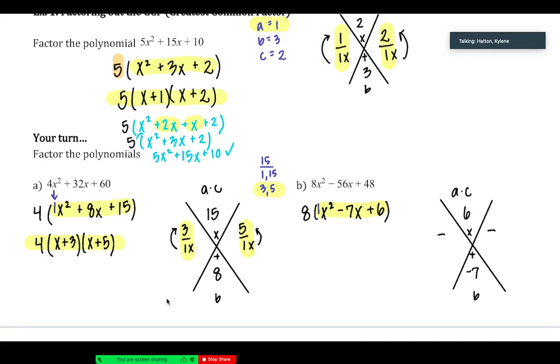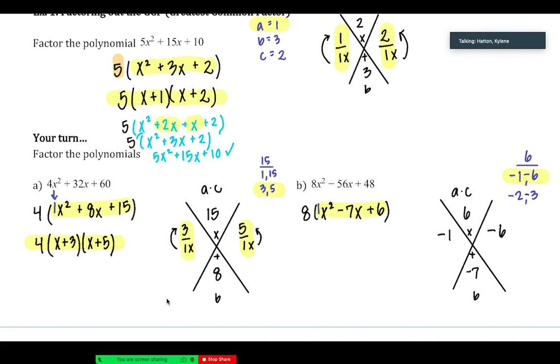I can figure out my factors of 6. So it would be 1 and 6 or 2 and 3. But since we decided we're going to make them both negative, it could be negative 1 and negative 6 or negative 2 and negative 3, because both of those combinations are going to give us a product of positive 6. So the one that adds up to negative 7 is negative 1 and negative 6. So those are our two numbers.